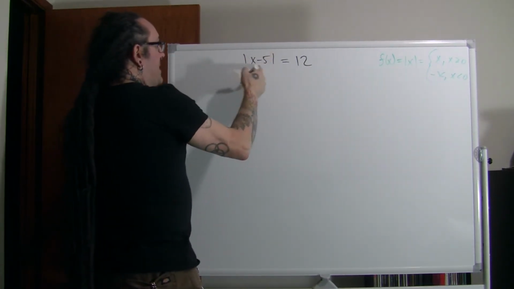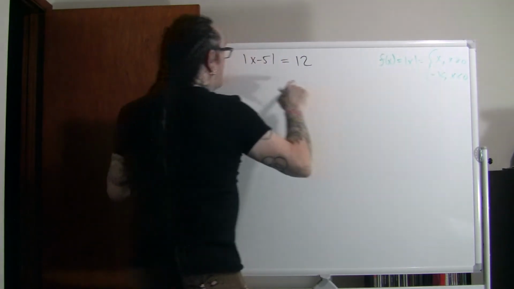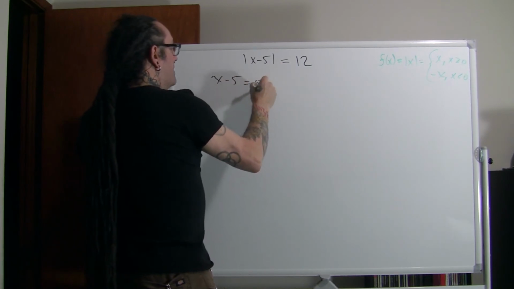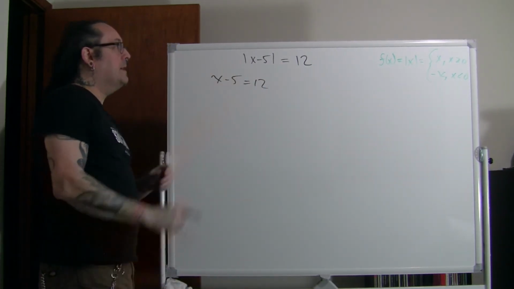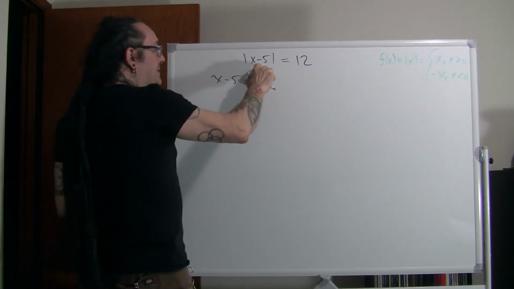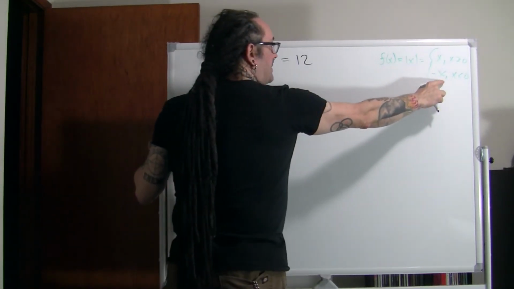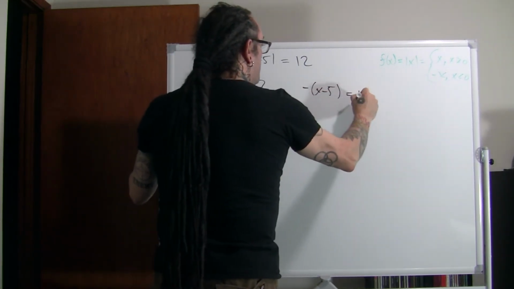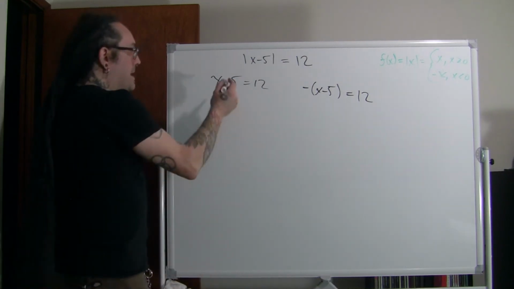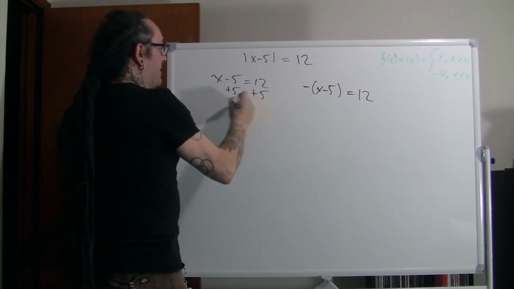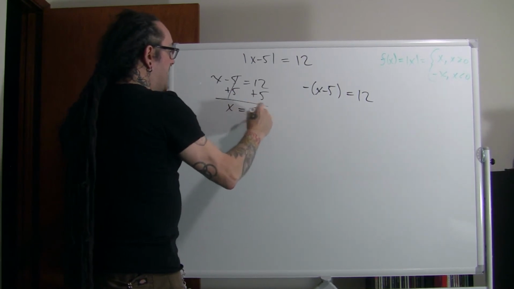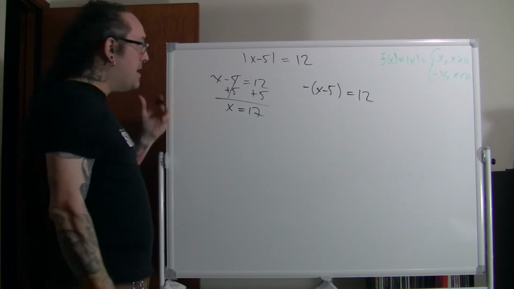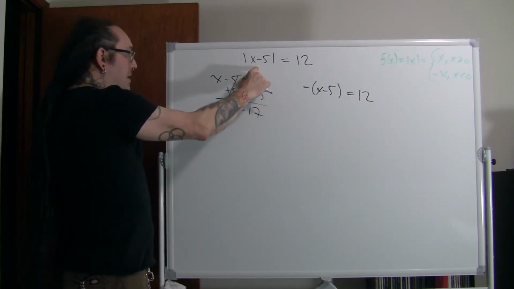Okay, here, x minus 5. So I want to find the positive one for the argument being positive. So all I do is drop the bars. Right? I just drop the bars. And then the next one is I'm going to apply the minus sign to what's inside the bars. Okay, fine. Right? And then here, same thing, plus 5, x equals 17. If I put 17 in here, 17 minus 5 is 12. The absolute value of 12 is 12.